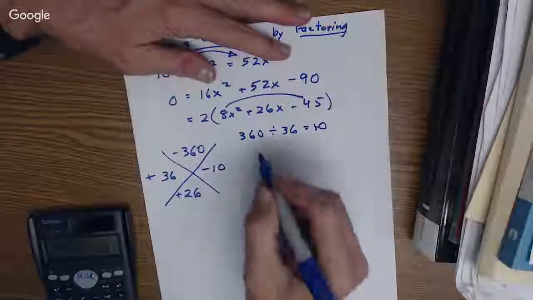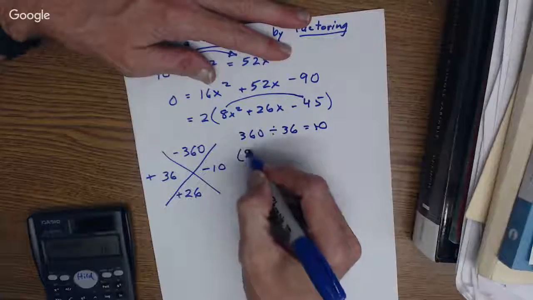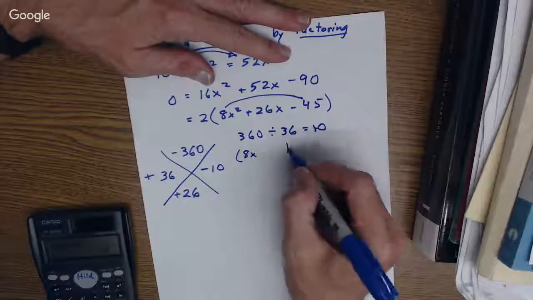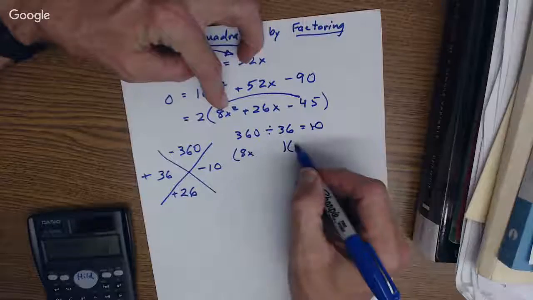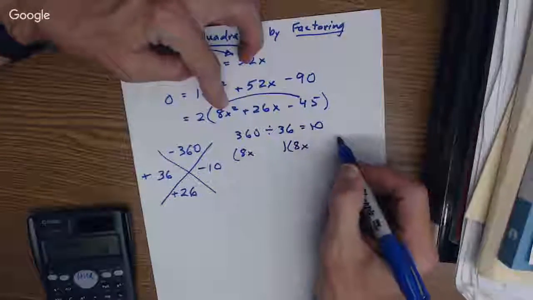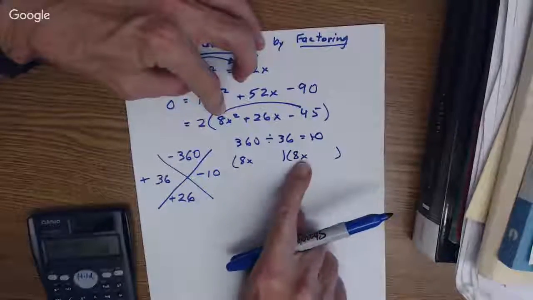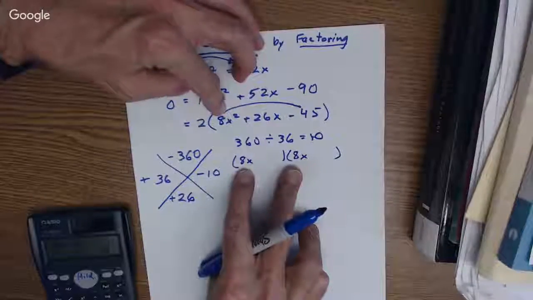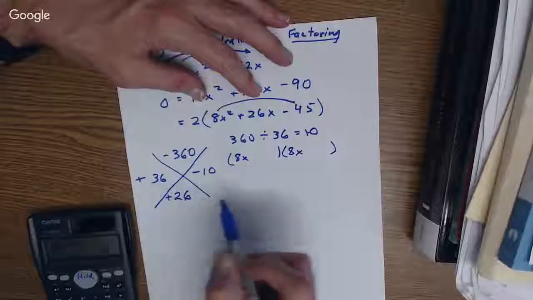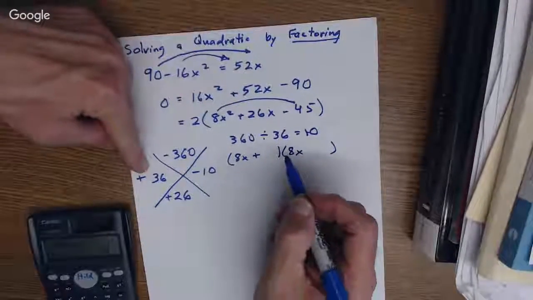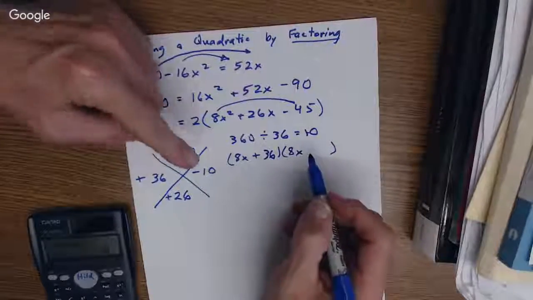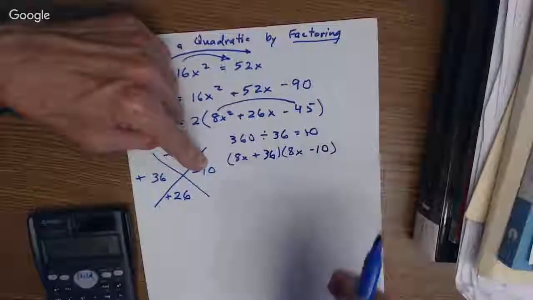Now, this is a critical step. Make sure you don't forget to do this. You're going to write down two parentheses, and you're going to write down 8x twice. So you know that's not right, but you're going to start by writing 8x down in two places, here and here, in both parentheses. The other number goes at the end of the parentheses. This is going to be a positive 36. This is going to be a negative 10.